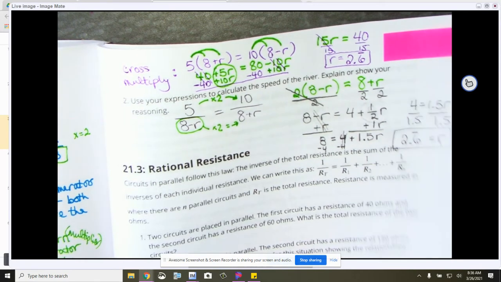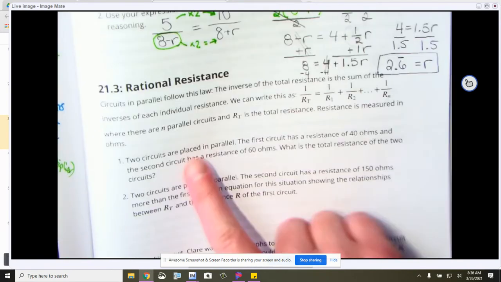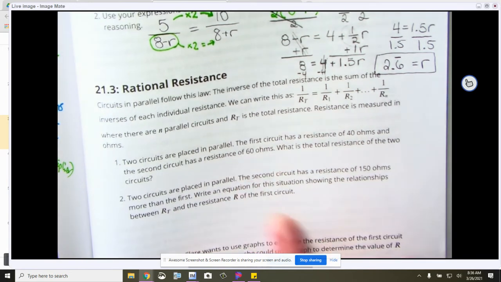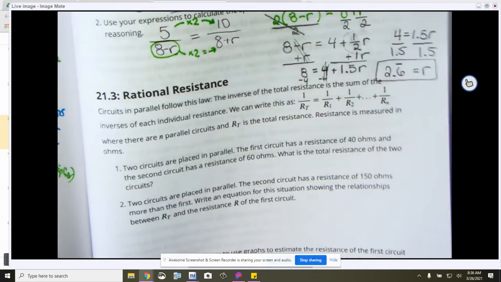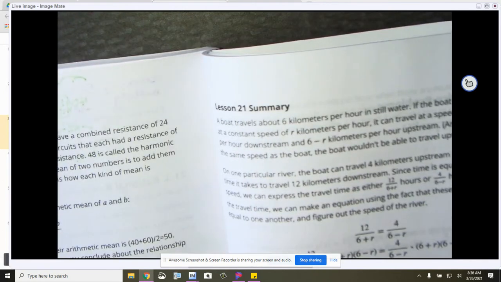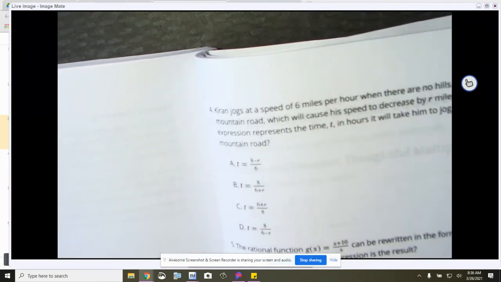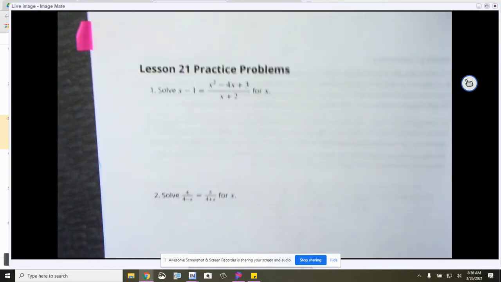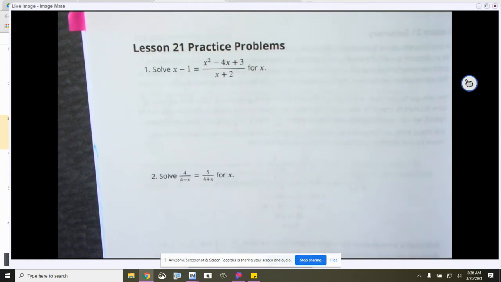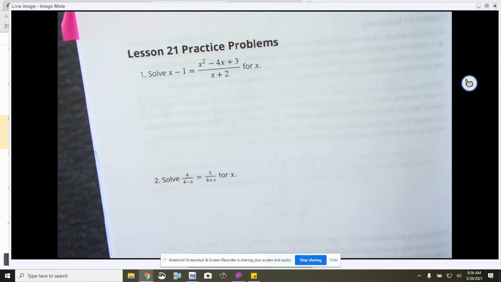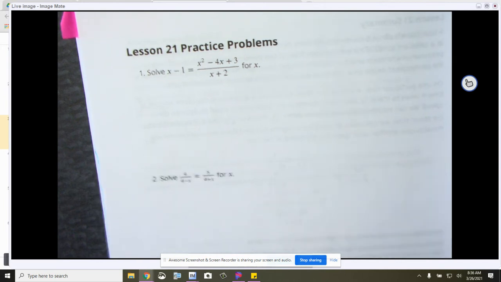Let's try a practice problem together. I know there's a rational resistance. This gets really wordy. Ugh. Let's go. It is definitely a time where you might use rational expressions. But let's tackle a practice problem or two. And then over the weekend, I'll ask you to finish up anything in lesson 21 practice problems that we don't get to. All right. So it's good to have a couple more models and some practices together.